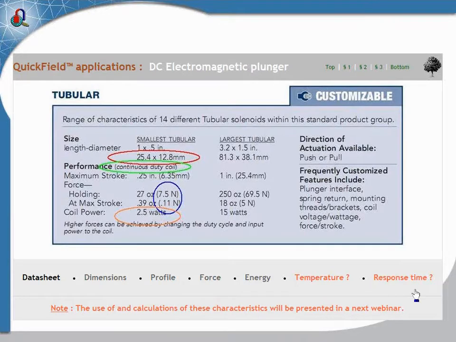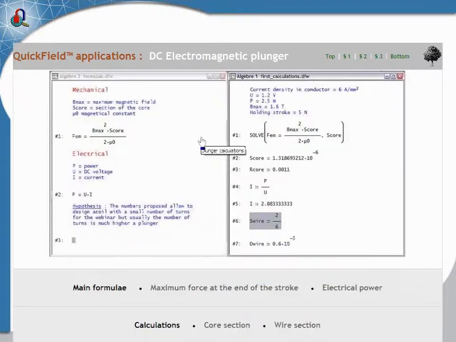What is lacking today is a temperature. In this datasheet, it is not given, and the response time. But we will talk about it in another webinar, because today we don't have enough time to do that. So the important things in the datasheet are the dimension, the profile of use, the force, and the energy.